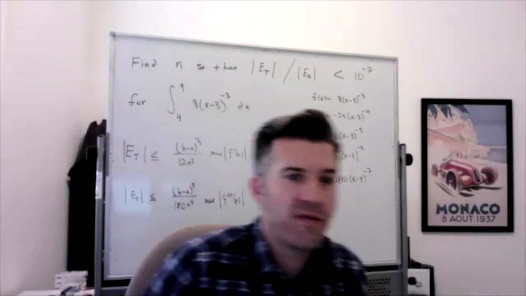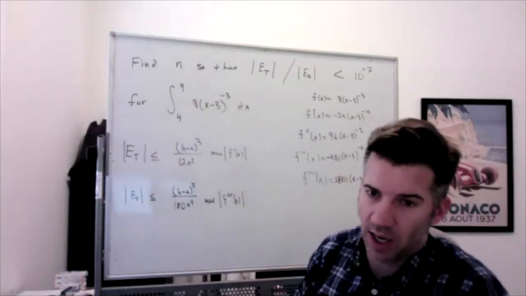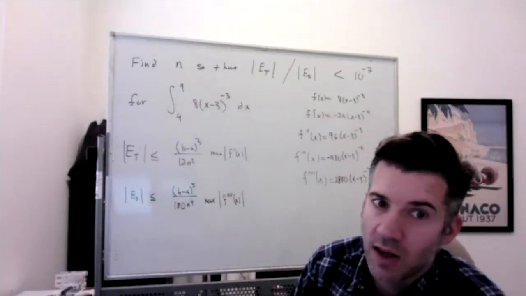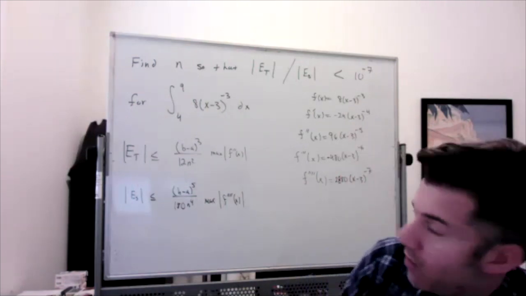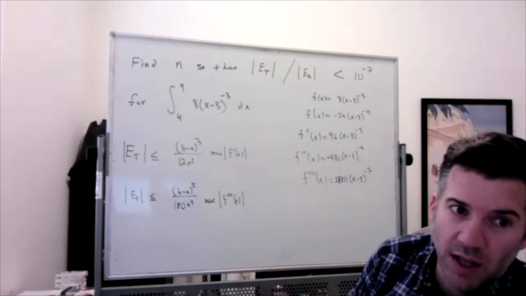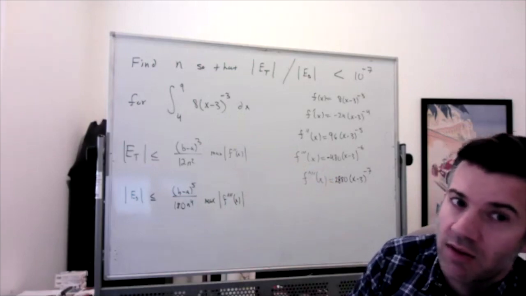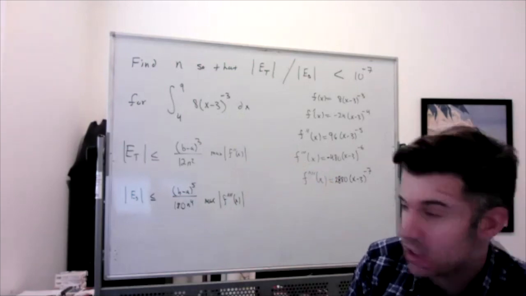This problem says find n so that the error using either the trapezoid or the Simpson's method is less than 10 to the negative seventh for this integral, the integral from 4 to 9 of 8 times (x minus 3) to the negative third. I suppose yours might be slightly different.